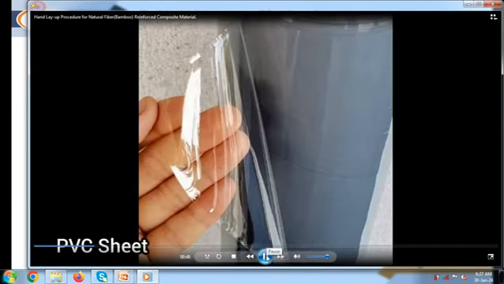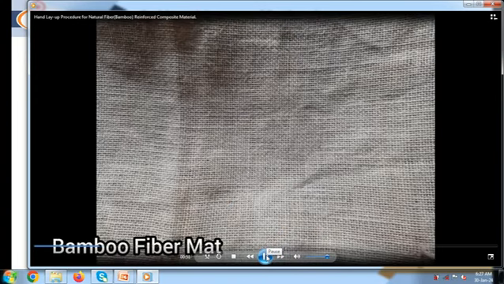Now this is the MS plate, the mold that we are going to use. On this MS plate we are going to apply this PVC sheet. These are the natural fibers. Up till this portion we have seen the carbon fiber or glass fiber, which are artificial fibers. This is the natural fiber, the bamboo fiber mat. This natural fiber we are now going to use to manufacture the composite laminate.